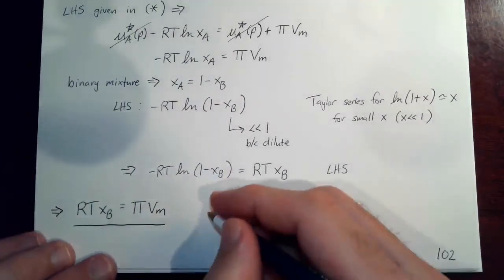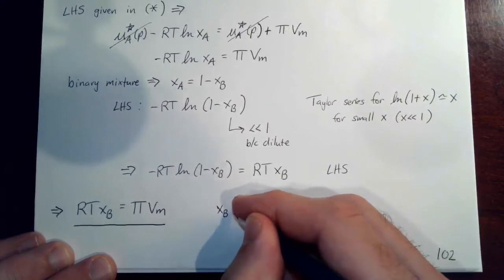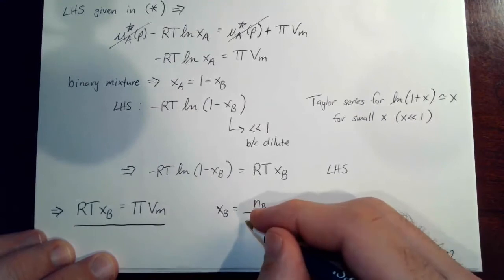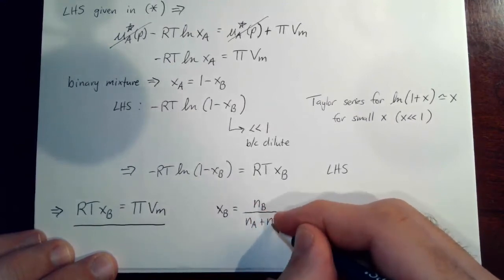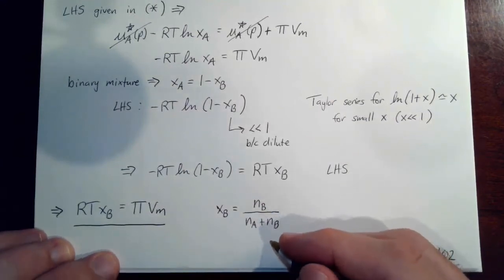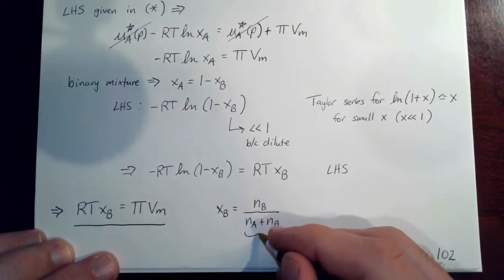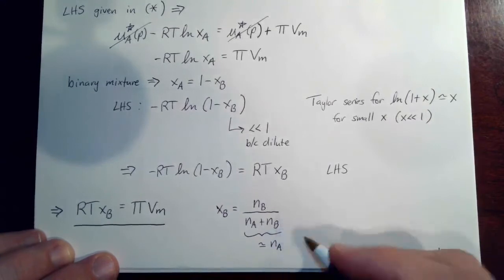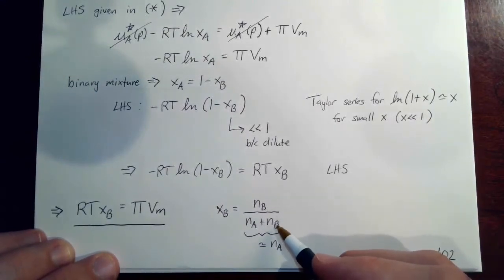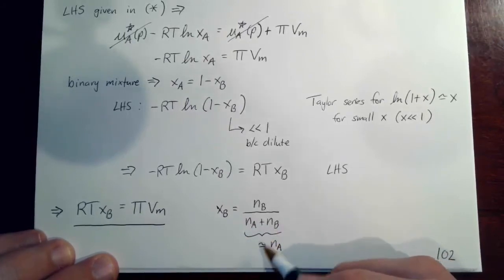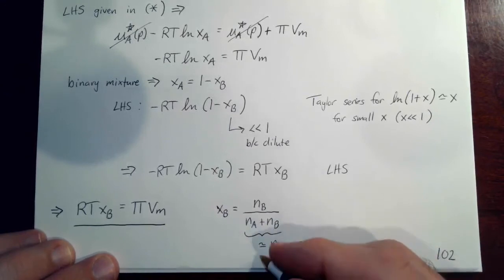Okay, now, what is xb? The definition of xb is the number of moles of B over the total number of moles, which in this case, it's a binary mixture, so that's just Na plus Nb. And again, we're going to use the dilute approximation and say that this is approximately equal to Na, because Nb is much less than 1. Therefore, Na is very close to 1. So 1 plus something very small. So it's going to approximately be equal to Na. Okay, again, this is because it's dilute.